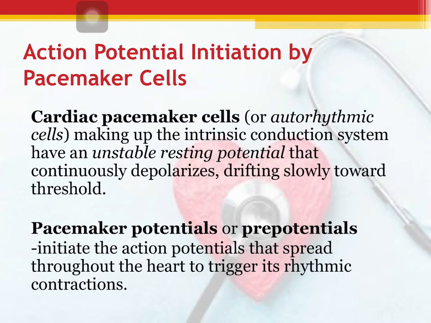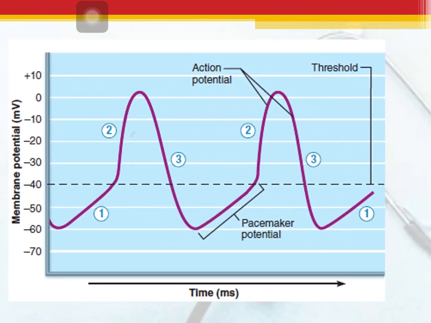Cardiac pacemaker cells or autorhythmic cells make up the intrinsic conduction system. They have an unstable resting potential that continuously depolarizes, drifting slowly towards threshold. Pacemaker potentials or prepotentials are the potentials that initiate the action potentials that spread throughout the heart to trigger its rhythmic contractions. These pacemaker potentials or prepotentials are made by these cardiac pacemaker cells or autorhythmic cells.